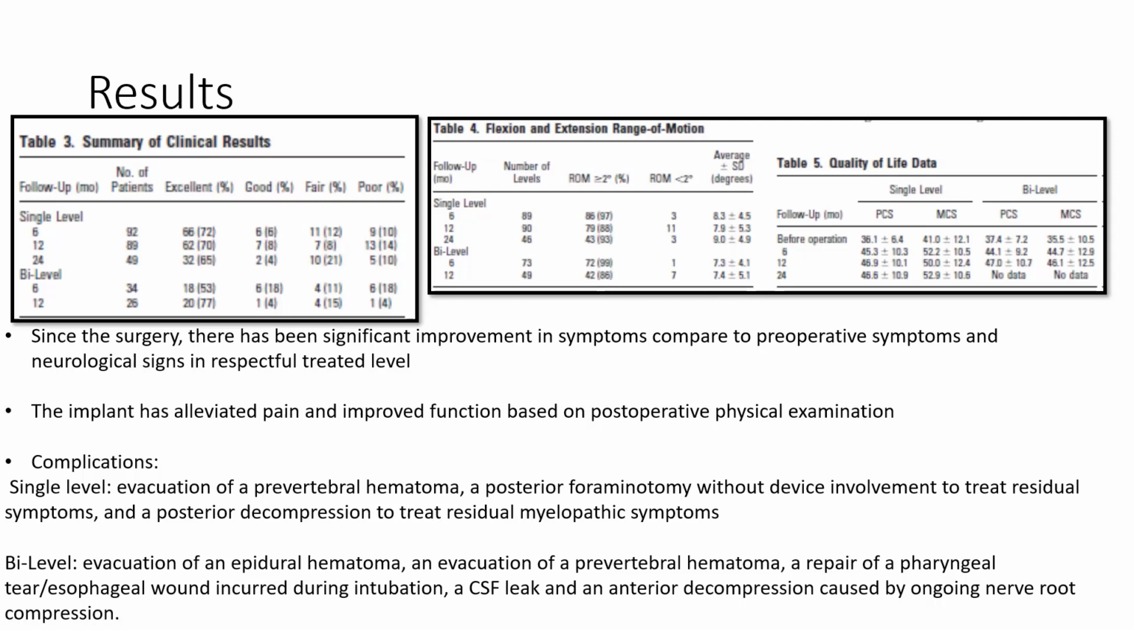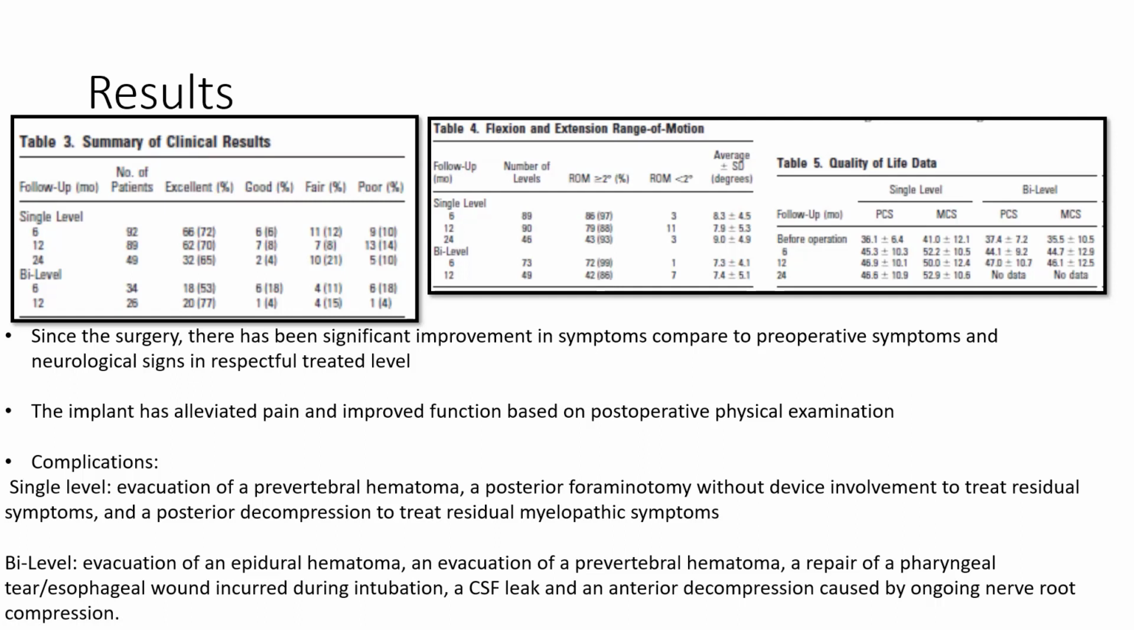And likewise, in the bilateral level, it includes excavation of the epidural hematoma, excavation of the perivertebral hematoma, and repair of the pharyngeal tear and esophageal wounds incurred during intubation. One case of CSF leak and anterior compression caused by ongoing nerve root compression.